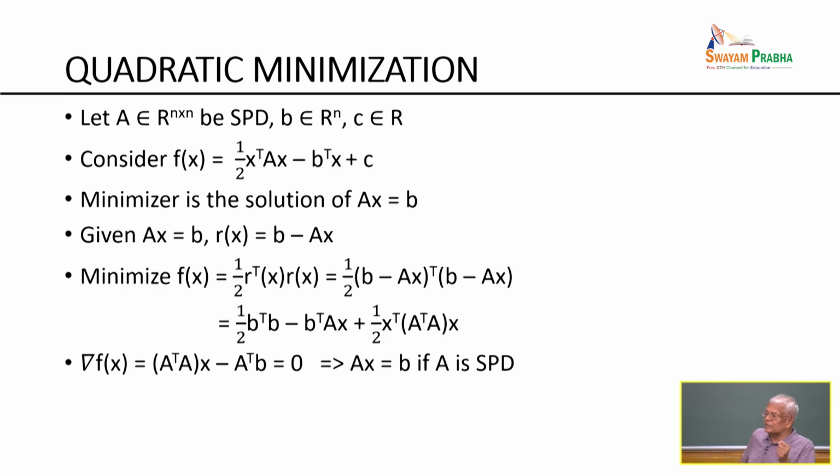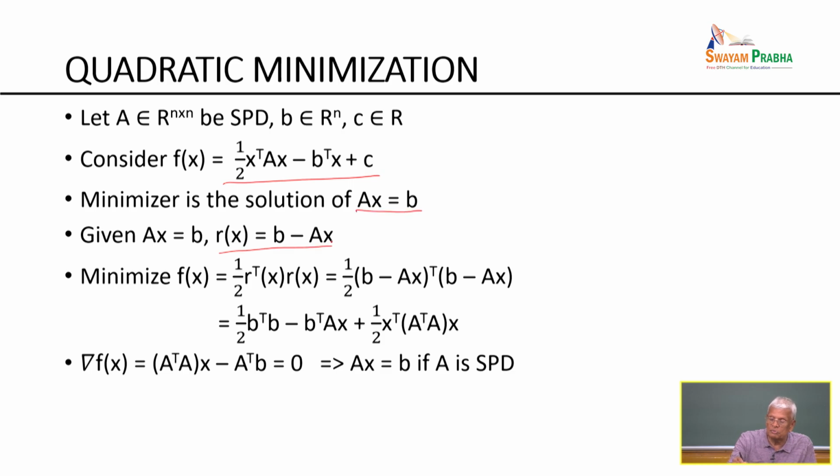Now, given a set of A-conjugate directions, I am now going to talk about the quadratic minimization problem. I am going to develop a framework for the algorithm. So, f of x is equal to 1/2 x transpose A x minus b transpose x plus c. The minimizer is given by the solution of A x equals b.